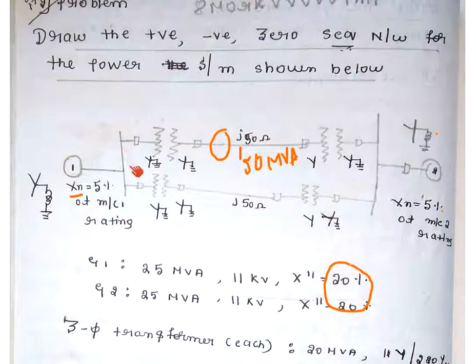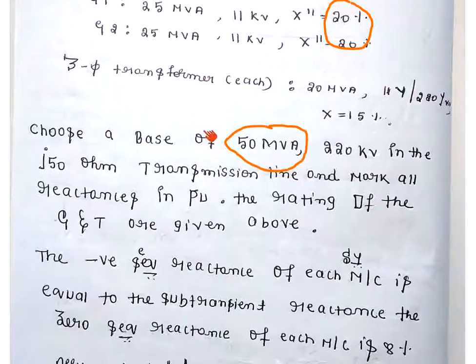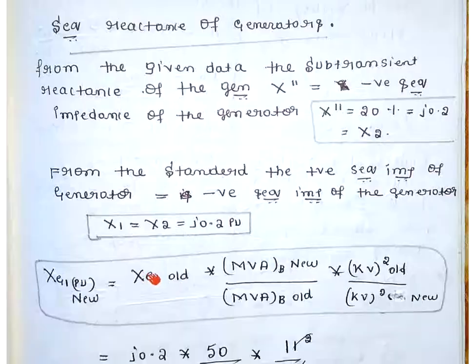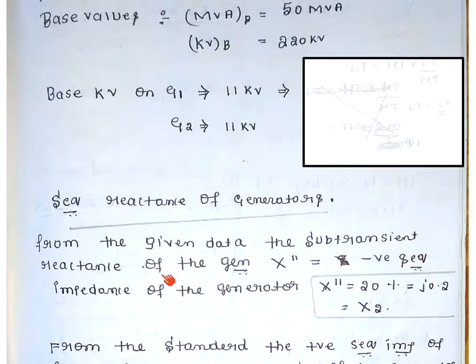What is the formula? Base kV on the lower side equals HV into LV divided by HV. So HV is 220 kV, my LV is 11 kV, divided by HV 220 kV. So generator 1 is 11 kV. Here also the same thing is applicable. So generator 1 and generator 2 are 11 kV. As you know, to get the base kV on the LT side, it is HT into LT by HT. With that formula you can find it.